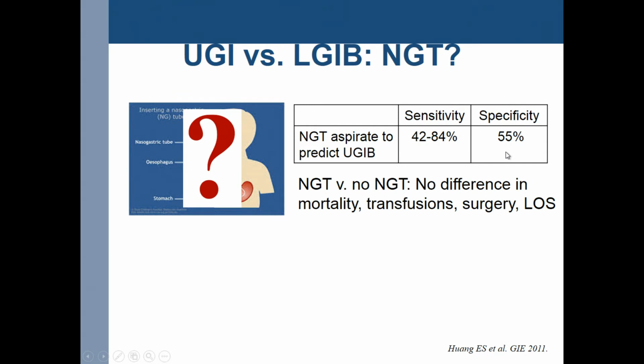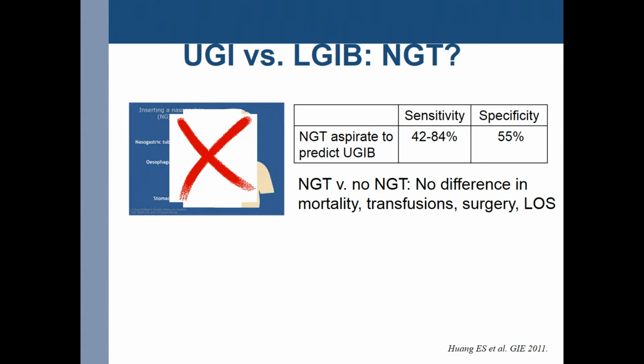A more recent study looked at patients who had an NG tube placed versus those who had not had an NG tube placed, and found that there was actually no difference in mortality rates, need for transfusion, surgery, or length of hospital stay. So at this point, we don't routinely recommend dropping an NG tube for the purpose of trying to determine if the patient might be having an upper GI bleed.